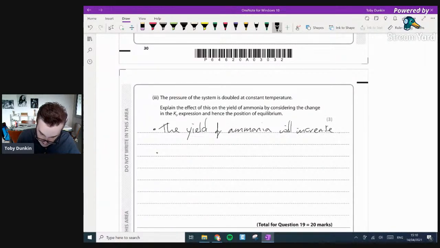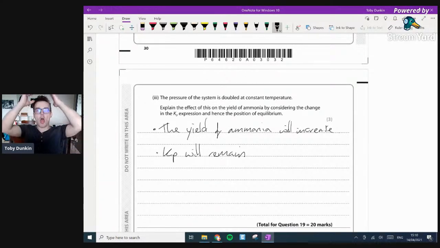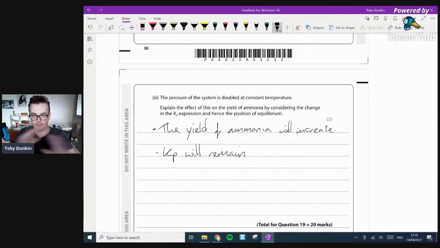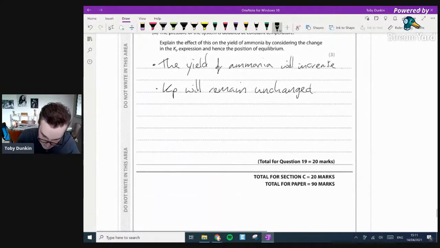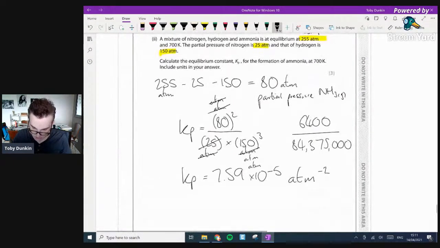However, Kp will remain the same. Kc, guys, it's all a trap. Kc and Kp are only affected by temperature. That is it. Otherwise, it will be returned to normal. So Kp will remain unchanged. Right, now we need to talk about the partial pressures to explain this. So what's going to happen is, well, imagine the equation.